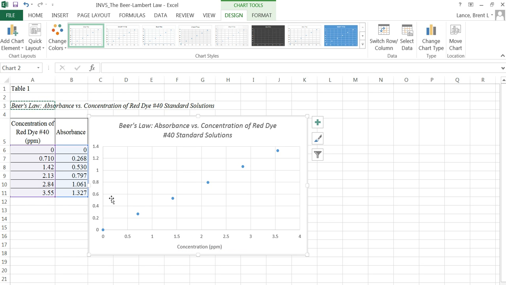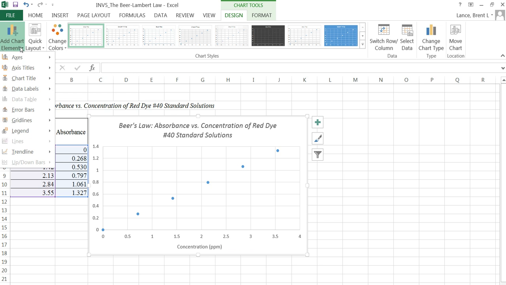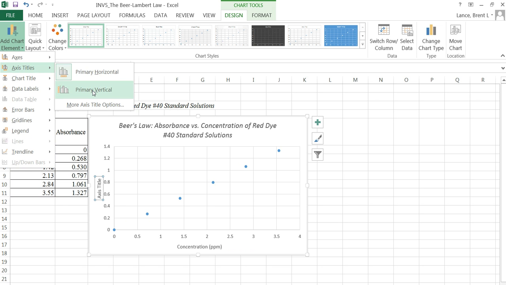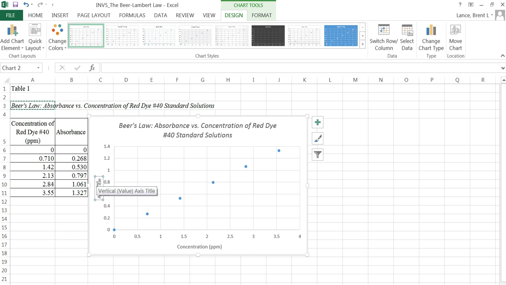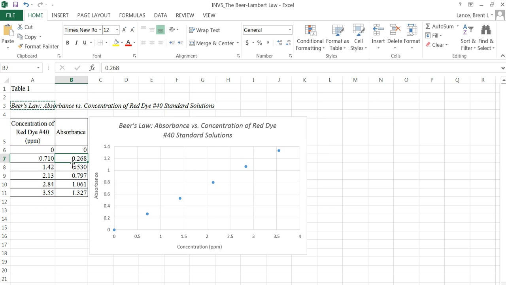And then I also want to title my vertical axis right here as absorbance. Now for absorbance, you didn't have a particular unit, so you can just put absorbance. It's just a value with no unit indicated. Now another thing that I noticed is that all my measurements of absorbance on the instrument, all of them had 3 decimal places.